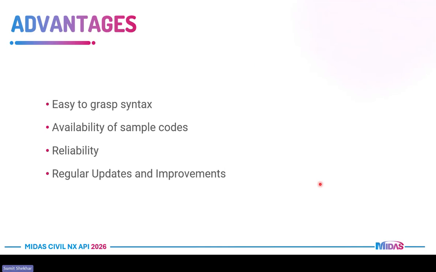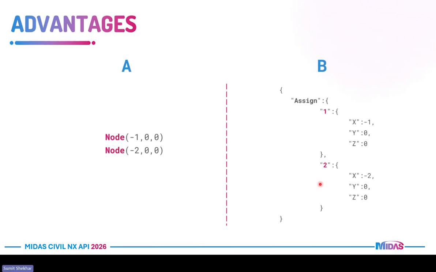Its advantage is quite easy-to-grasp syntax. We have various sample codes. Then reliability: if you are writing code that is given by us, you can be sure that the code performs the way we intend it to, and we are regularly updating and maintaining the Python library. So at the end, you can go with two options. Option A is using the Python library, where you just have to write these two lines of code, versus pure JSON, where you have to write this whole JSON command.